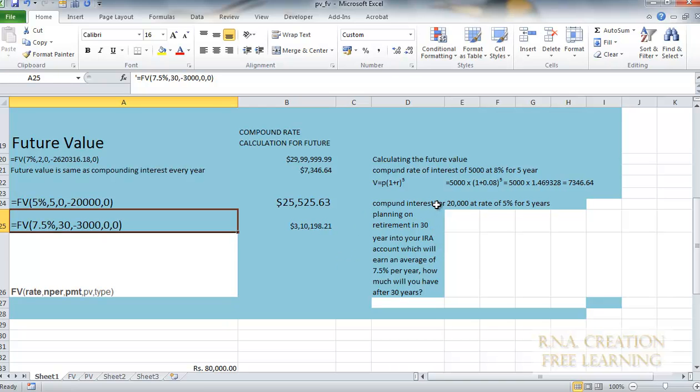Okay, this is compounded interest, calculating the future value of compounded interest of 5,000 at the rate of 8% per year. This is the manual formula that you can do with a calculator. This is all it is about, and this is about 7.5% per year. How much you will get after 30 years. This is what actually is the future value of your amount after 30 years.